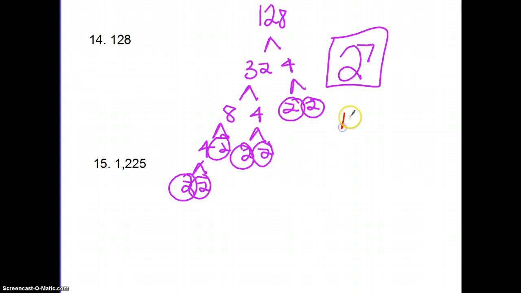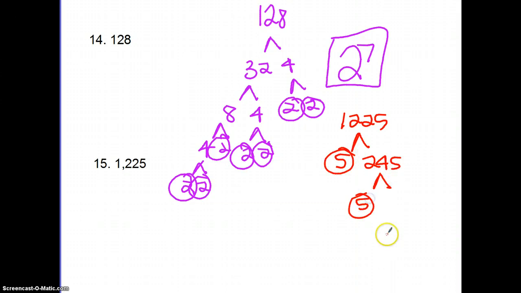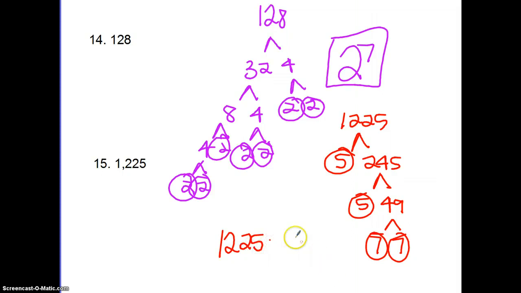Last one, 1,225. I'm going to break it into 5 and 245, since 5 is already a prime number. I'm going to break this into 5 and 49. And 49, I'm going to break into 7 and 7. So my prime factorization of 1225 is 5 squared times 7 squared.